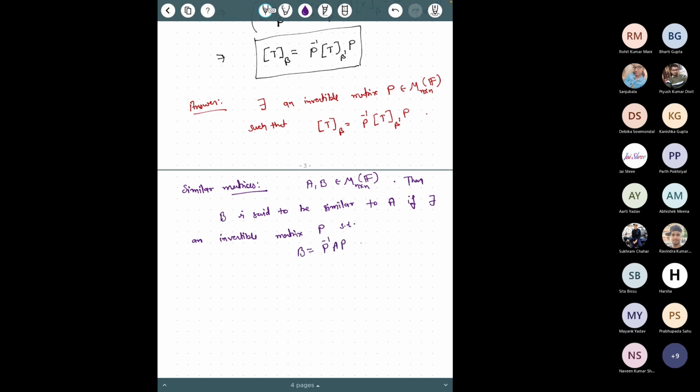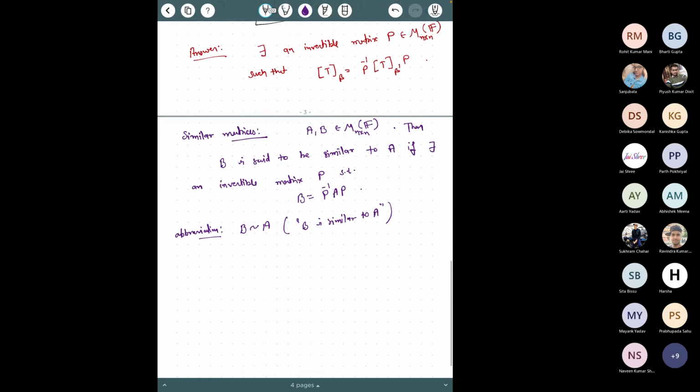So if we have two matrices A and B, then B is similar to A if there exists an invertible matrix such that B can be written as this product, P inverse AP. For this we sometimes use this notation, this abbreviation. So this means B is similar to A.